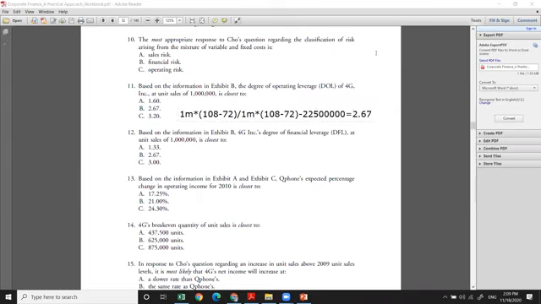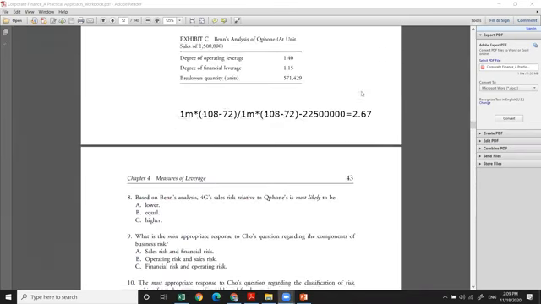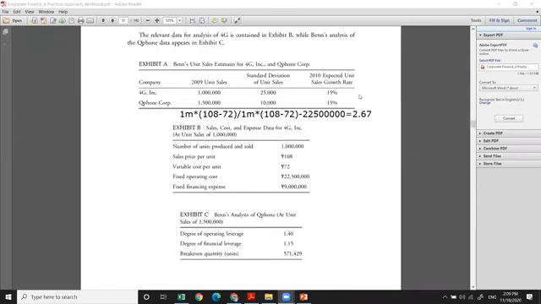Where did I get this number? Just go up so you can see it. So 1 million units here is given for G, and sales price per unit is here, variable cost is here, fixed operating cost is here. That's it. You just substitute the numbers, nothing more.